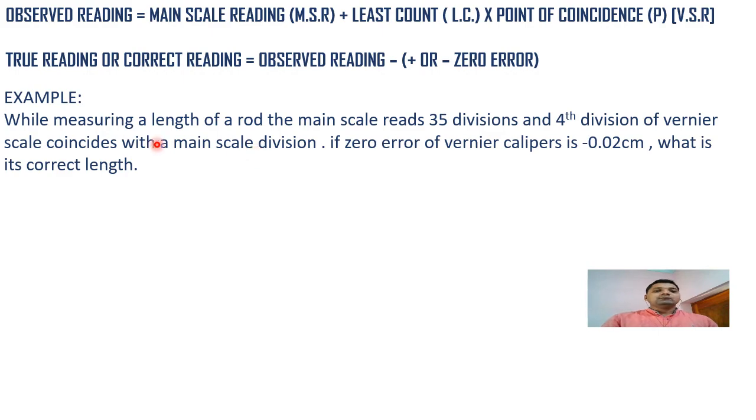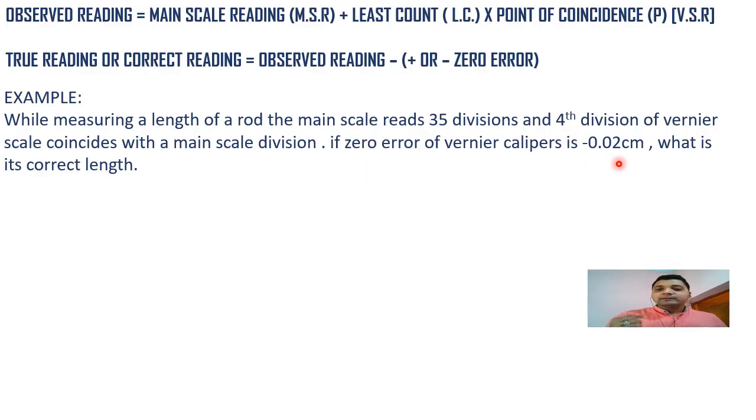Here you can see, while measuring the length of a rod, the main scale read 35 divisions. One main scale division means one main scale line. One main scale line value is 1 mm, because 0 to 1, 1 to 2, 2 to 3, this is divided again into 10 lines. That means one line value is 1 mm. So 35 lines, 35 mm, plus the fourth division is coinciding with the main scale. So the point of coincidence we get here is 4. Zero error is given to us as minus 0.02.